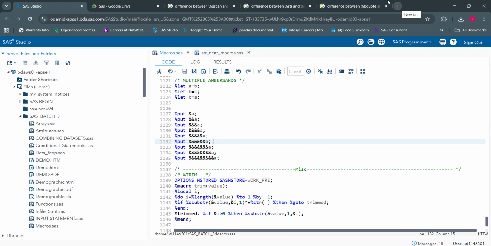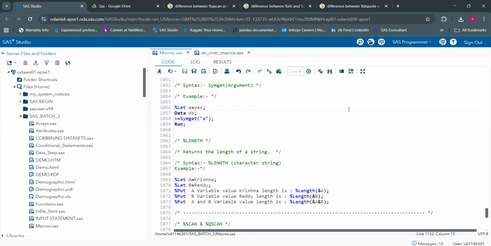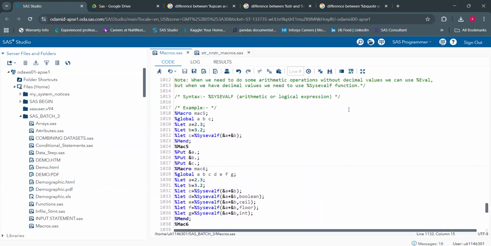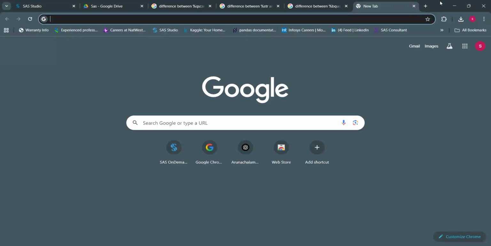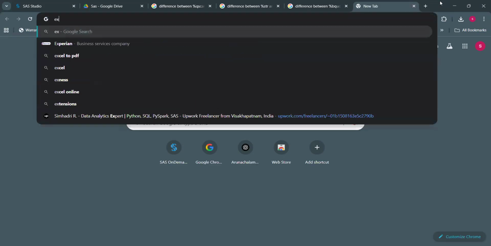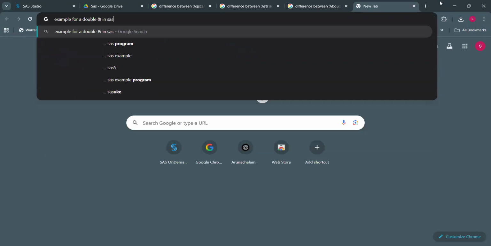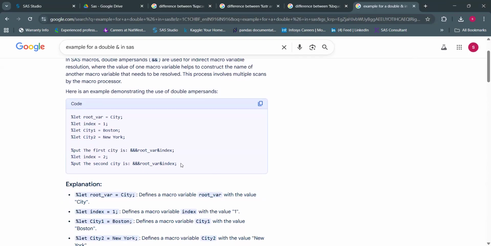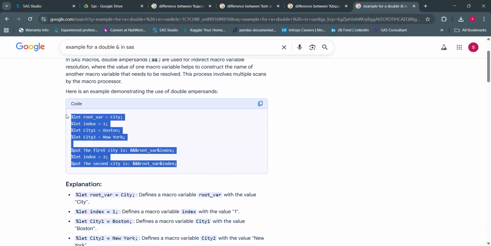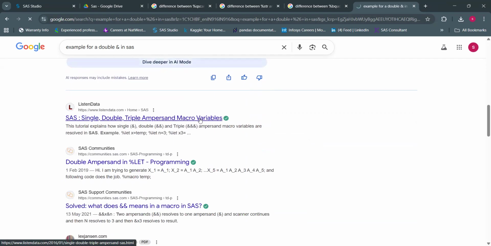I'll just give an example. Just a second. Yeah, this is really confusing to understand.